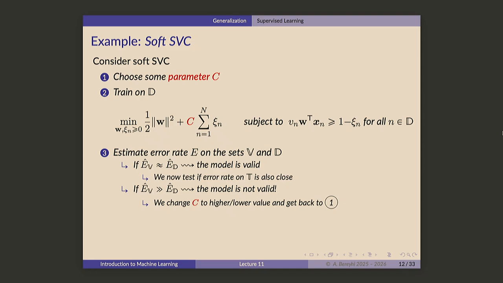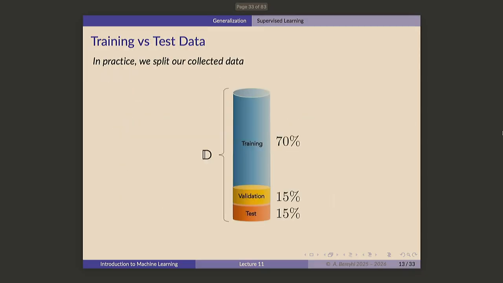Yes? Training set. Exactly. It's the one which you use to make this problem and solve it, right? Yeah, I was asking if it's everything or just the training. It's just training, this part, right.